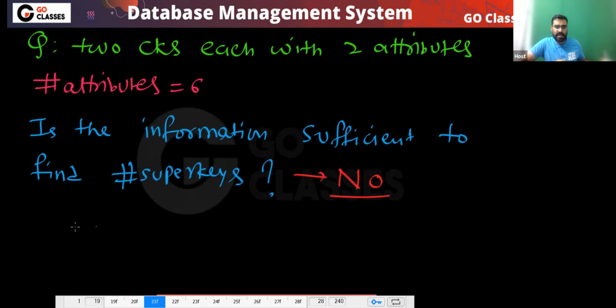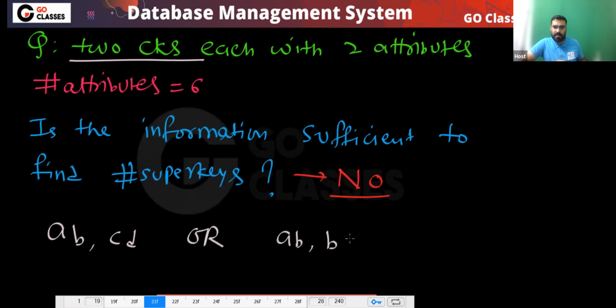Why? The reason is very simple. Those two candidate keys can be like this, A B, C D, or those two candidate keys can be like this, A B, B C. Yes or no? In this situation, what will be the number of super keys?